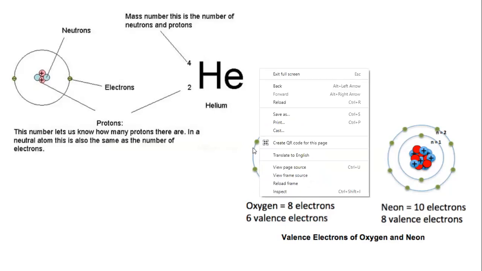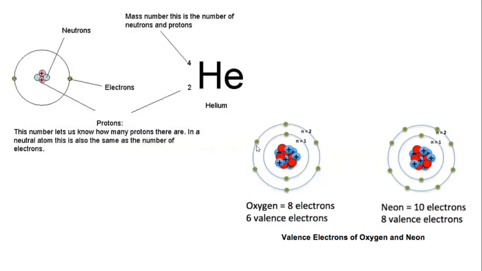Oxygen has 6 valence electrons, and it has the capacity to gain 2 more electrons to complete its outermost shell, which makes the oxygen atom a reactive atom that forms bonds with other atoms. Whereas neon has atomic number 12. It means it has 12 electrons.